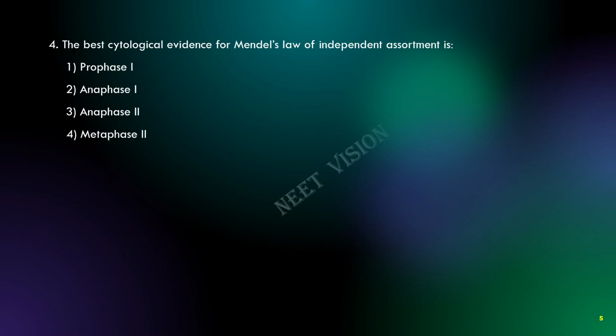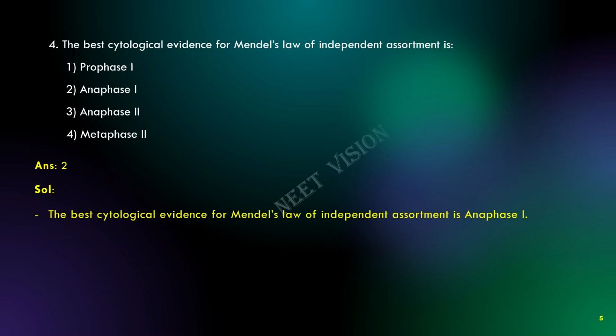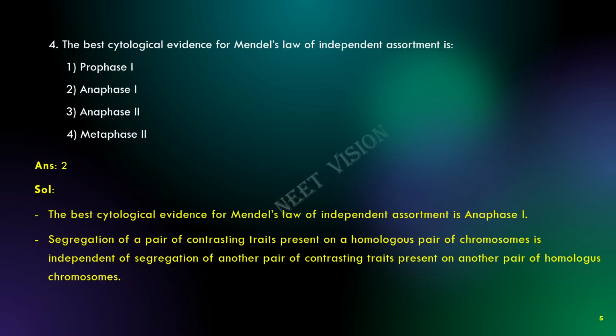The best cytological evidence for Mendel's law of independent assortment is meiosis 1. During meiosis 1 at the metaphase plate, the alignment of maternal and paternal chromosomes in one bivalent is different from that of another bivalent. It should be meiosis 1. Let us see the answer. Second one. The best cytological evidence for Mendel's law of independent assortment is meiosis 1. Separation of a pair of contrasting traits present on a homologous pair of chromosomes is independent of segregation of another pair of contrasting traits present on another pair of homologous chromosomes.